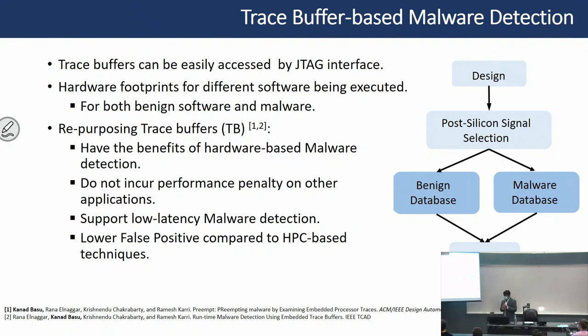Advantages are they can be easily accessed through a JTAG interface. And they leave hardware footprints when a software is being executed. So any software you are executing on the system leaves hardware footprints on the trace buffer. So repurposing the trace buffer has several advantages. It has the basic benefits of hardware-based malware detection. It does not incur any performance penalty. It can work irrespective of how the software is running. You do not need to stop it. It supports low latency, as we'll see, and supports low false positive rates.